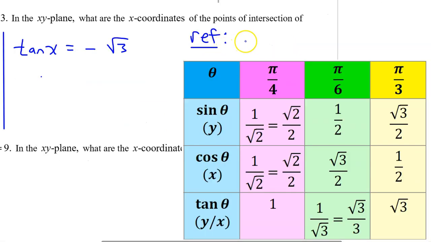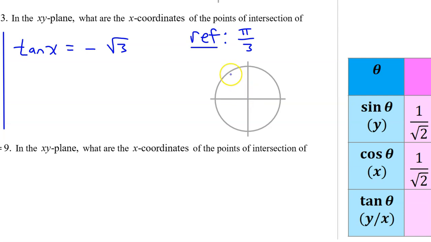We can determine the reference angle by ignoring the negative sign and asking ourselves the tangent of what is equal to radical 3. We have memorized that the tangent of pi over 3 is radical 3. So pi over 3 is the reference angle.